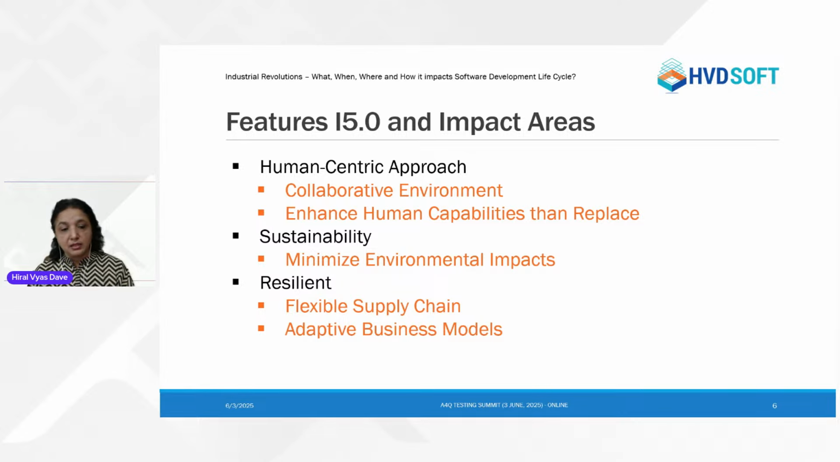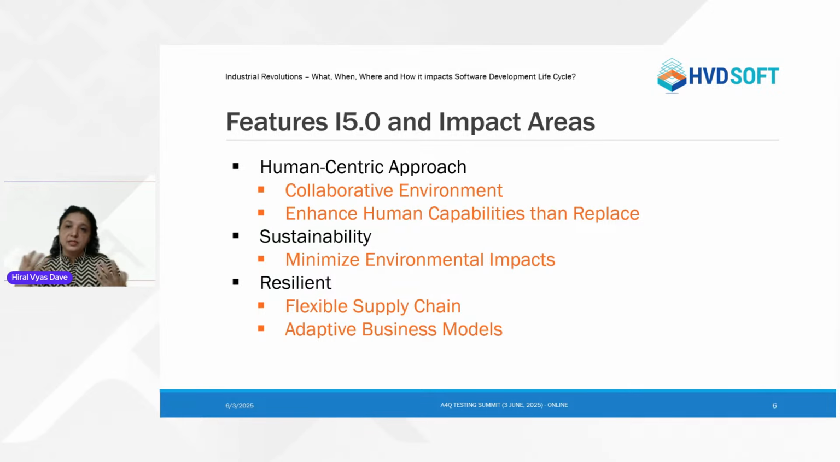That is the reason. If you see, between 1.0 and 4.0 it took a very long time, whereas after 4.0, within a few years, 5.0 was found. And that was with three core values: human-centric approach, sustainability, and resilience. These are the three core factors behind Industry 5.0.